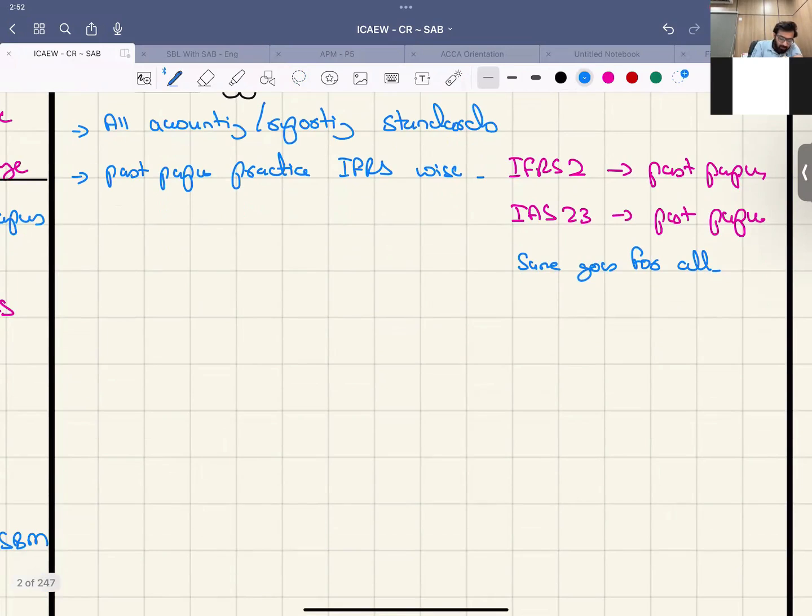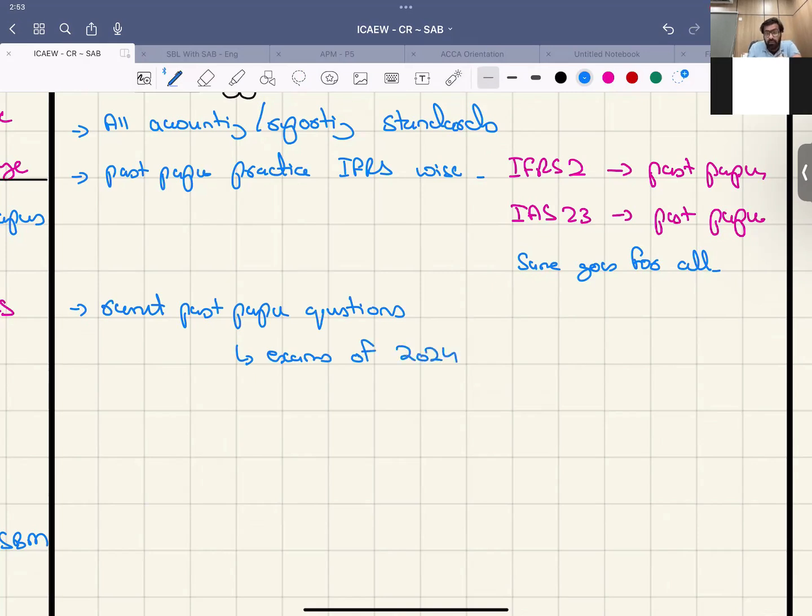Then once we have done this, what I am going to do new for you guys is solve recent past paper questions, probably from the exams of 2024. They are the most recent available, right? So we'll be solving them.